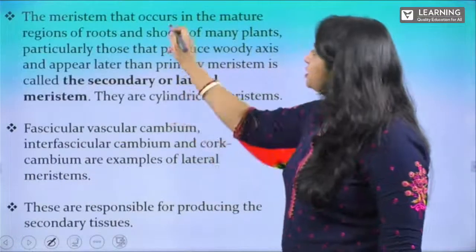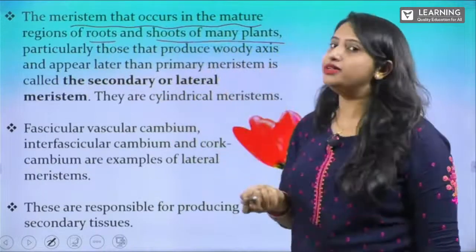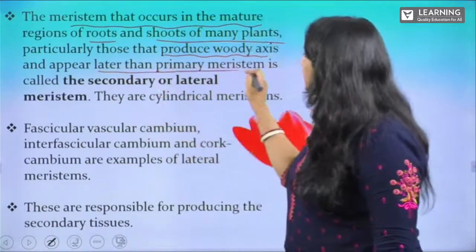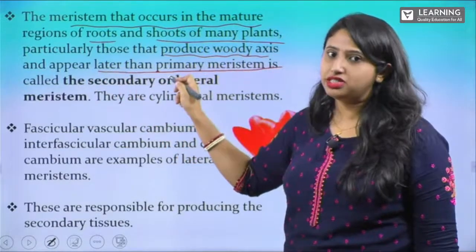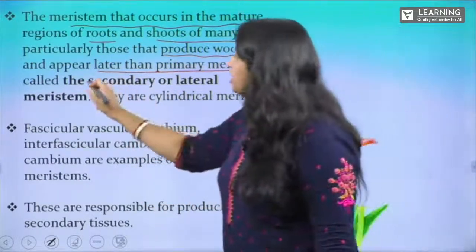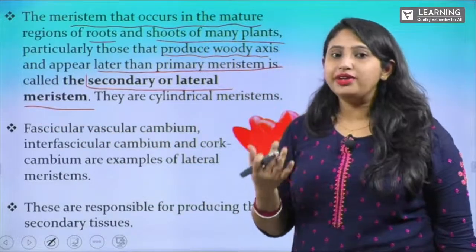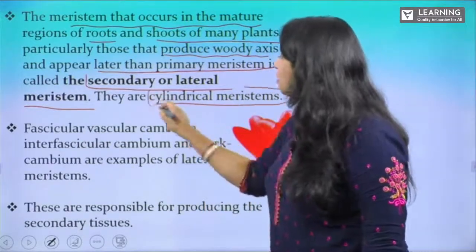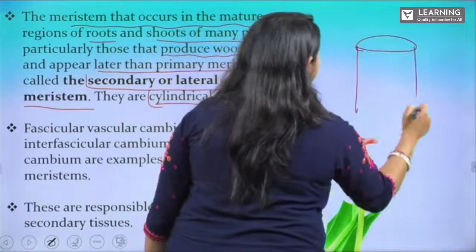Next, the meristem that occurs in the mature region of roots and shoots of many plants, particularly those that produce woody axis, that appears later than the primary meristem, is called your secondary meristem. So which meristem comes in secondary meristem? It is your lateral meristem, right? So the secondary or the lateral meristem appears later, after the primary meristem. They are cylindrical meristem. How is the shape of this meristem? They are cylindrical, okay. When we say cylindrical, it will be like this, isn't it?